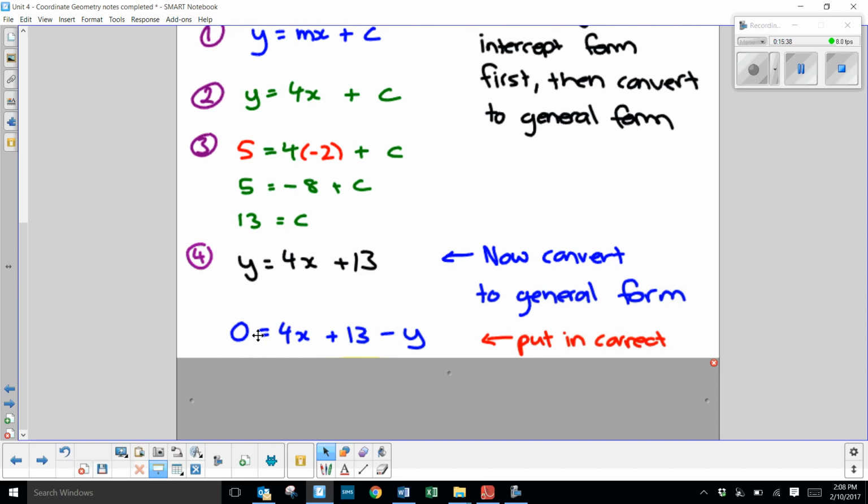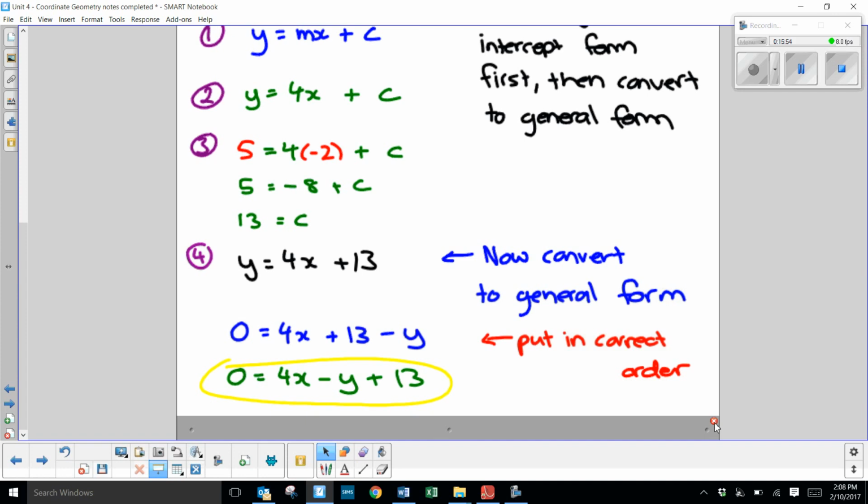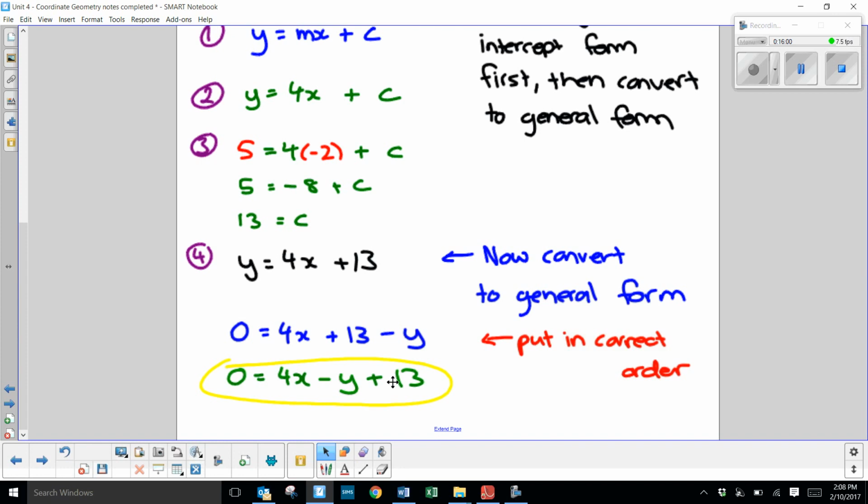This is almost finished. The last step though, it needs to have your x term, then your y term, then your constant term. So that's what I've written here in red, put in the correct order. So you've got to have 0 equals x term, y term, and constant term. And the good thing is a is 4, b is -1, and c is 13. So they're already whole numbers. No need to do anything with these ones. They're already whole numbers. Life's good.